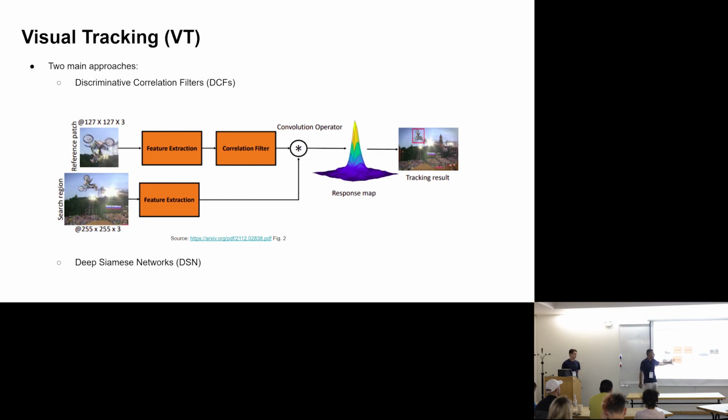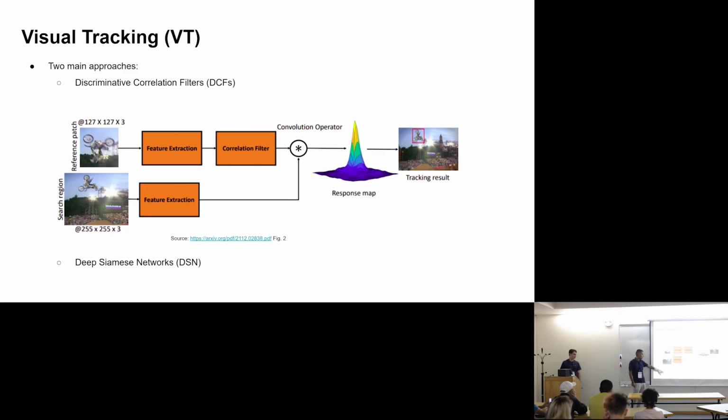Then when we pass both of these images through the feature extraction module, we apply a correlation operation on the feature maps, and then we get a response map which contains information about where the object is most probably located. Then we post-process the map and get a bounding box, or even a segmentation mask if we want more details. This is one of the approaches which we actually do not use.